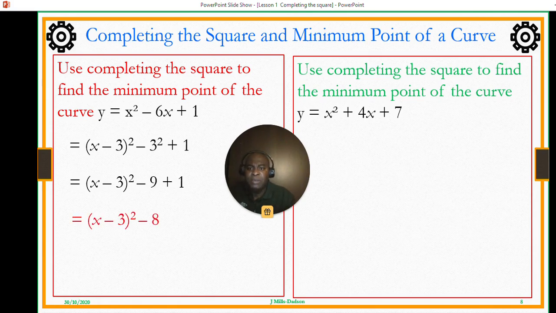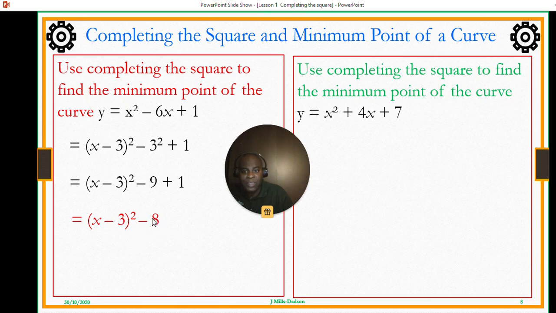Now to get the minimum point, you need the x coordinate and the y coordinate. The x coordinate is always the opposite of the number in the bracket. It's always the opposite. So you have negative 3, so the x coordinate will be positive 3. But the y coordinate is exactly what is outside the bracket, which is negative 8.